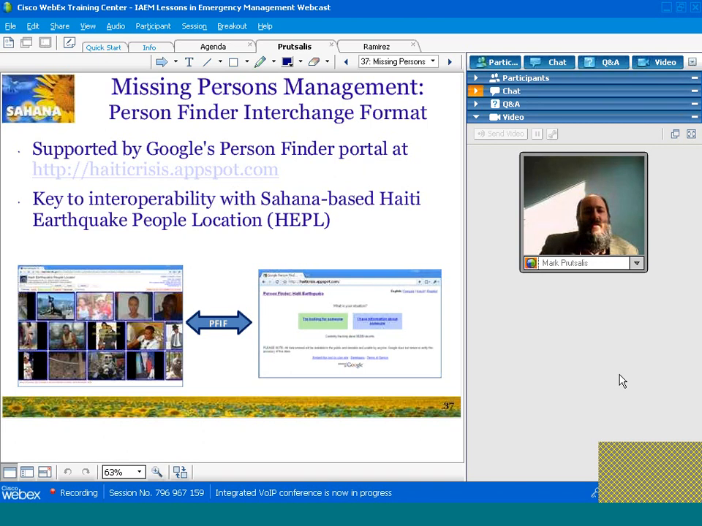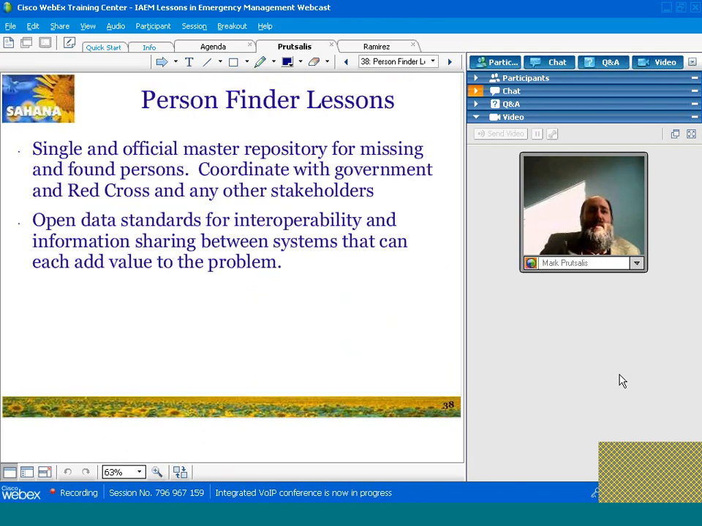So the lessons that come out of this really is that first, there is great value in having a single and official master repository for missing and found persons information. One thing that wasn't done in Haiti, and this was because I think of the chaos that was created by the quake itself with the Haitian government and the responding agencies, is that it is very important to coordinate with government and the responsible authorities and the Red Cross and any other stakeholders who are legally responsible for caring for the victims of disasters and reuniting families.